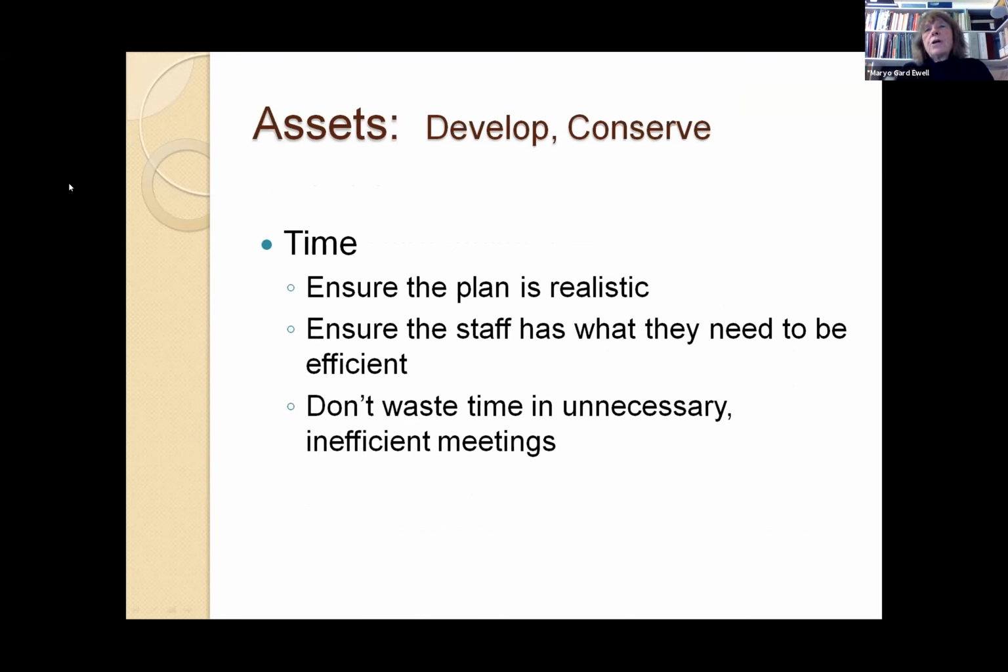And finally, a huge asset that we need to conserve and develop that we often don't think of is time, maybe the most precious commodity that we've got in 2021. You don't want to adopt a plan that's unrealistic. If you've got deliverables in your plan, it's going to require your staff to constantly work on weekends and ignore their families. If you've got fundraising goals that simply can't be met, you're setting your organization up for failure as your staff burns out because they want to do their best and the quality of their work might erode.